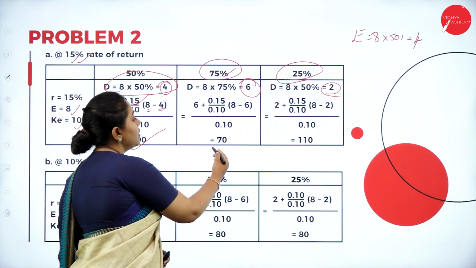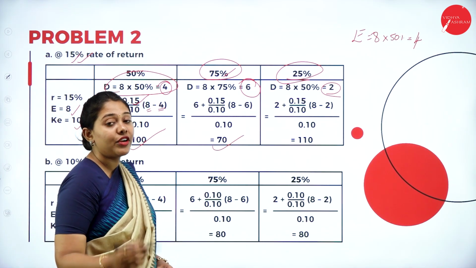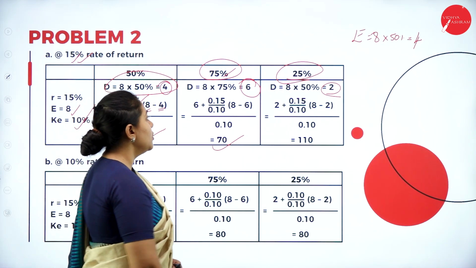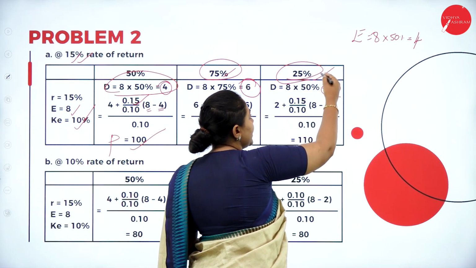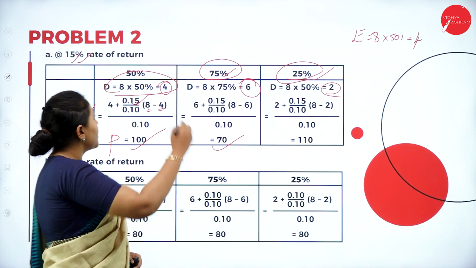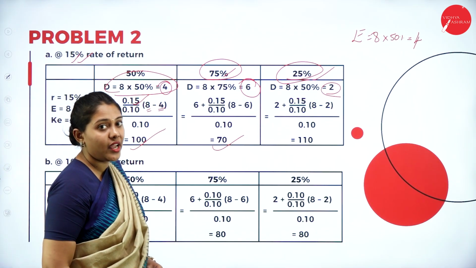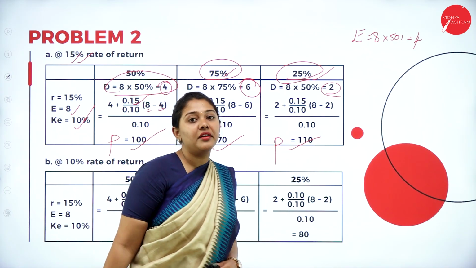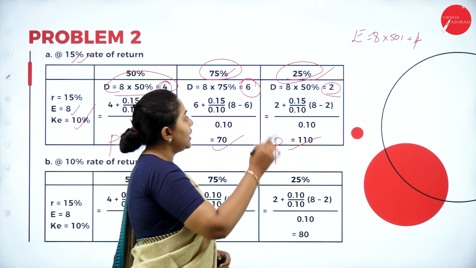Moving forward, when the dividend is 75% and the return is 15%, what will be the value? It will be 70 rupees, that is your market price per share. Moving forward, when the dividend is 25% and the return is 15%, what will be the market price per share? It is 110. So how do you calculate this?